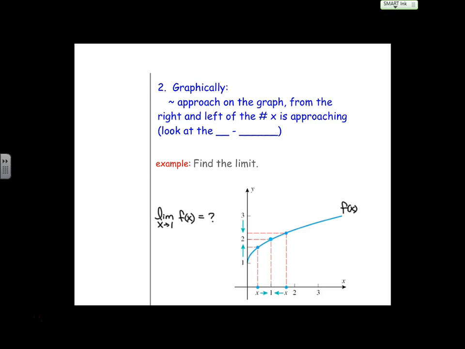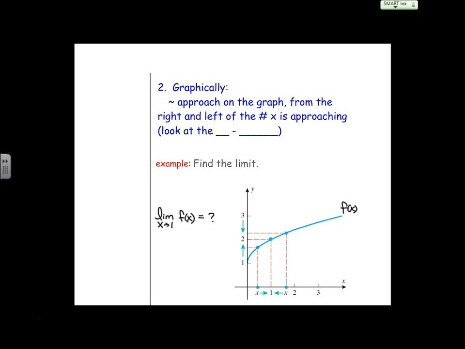Graphically, we approach the graph from the right and the left of the number. We've been saying from below and above, which technically we could also call from the left, which would be below the number on the number line. From the left would be below, and from the right would be above a number.